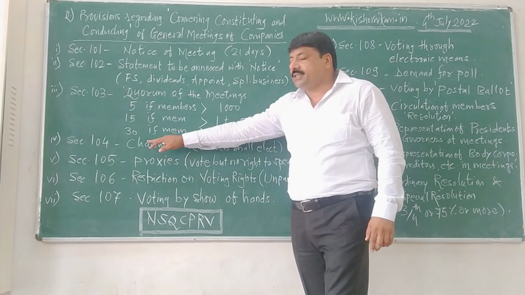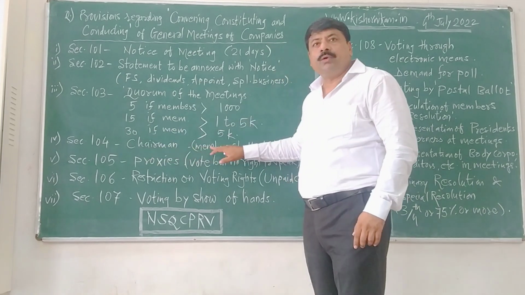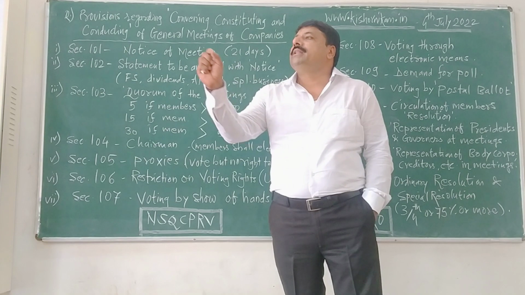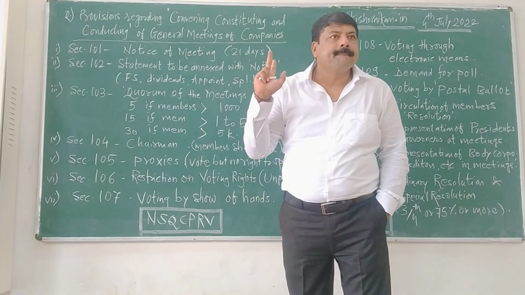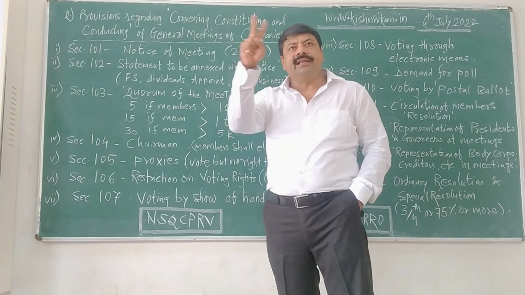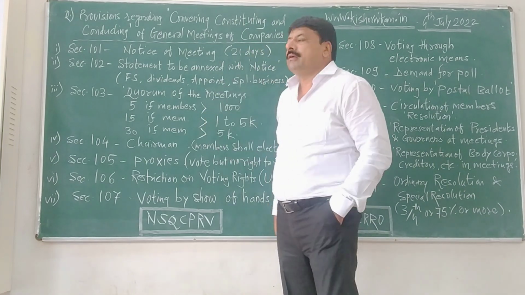Okay. Section 104, chairman of the meeting. Now the chairman will be elected by the members present. They will select their chairman and the chairman will guide the meeting, he will control the meeting.